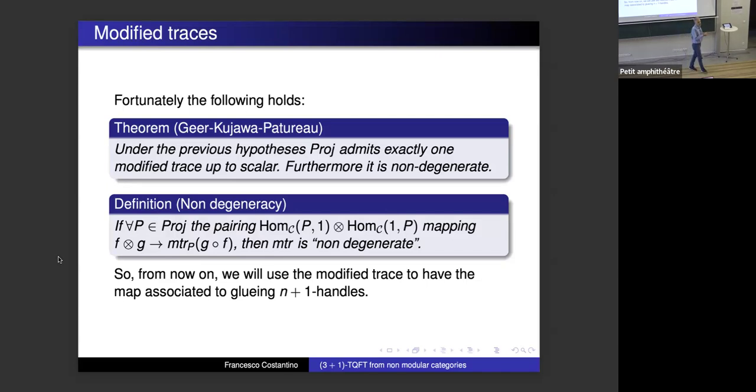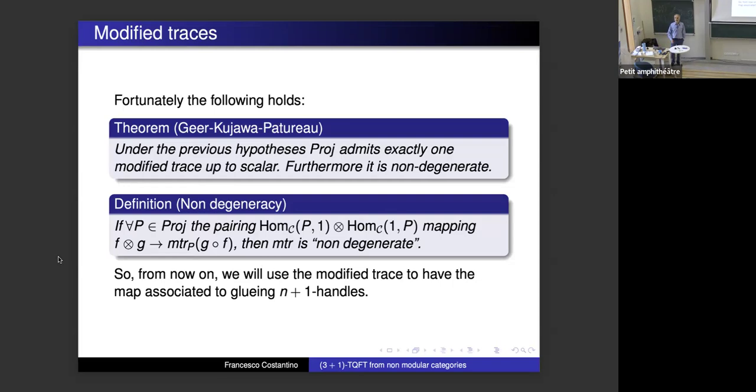Whenever you have a projective P, you can consider the Hom space from P to the trivial object and the Hom space from 1 to the object P. So if you have a morphism here and a morphism here, you can compose them, you get an endomorphism of P. And if you have a modified trace, you can compute it on that endomorphism, you get a scalar. So this gives you a bilinear form on this vector space. And for the modified trace to be non-degenerate means exactly that this bilinear form is non-degenerate in the sense of linear algebra. Okay.